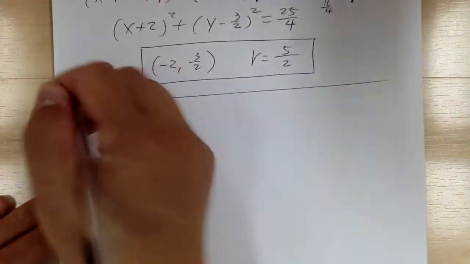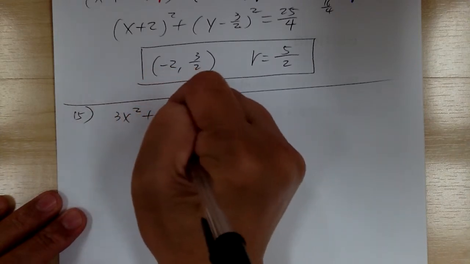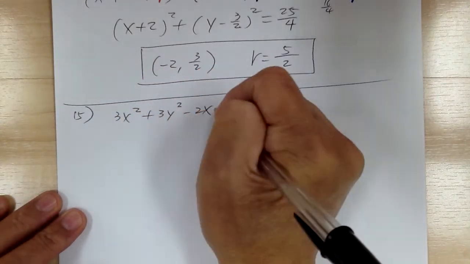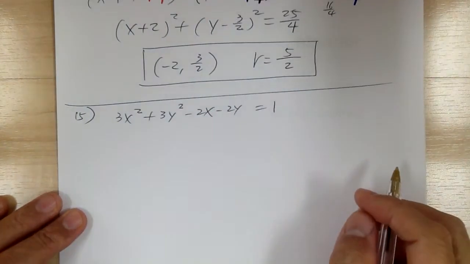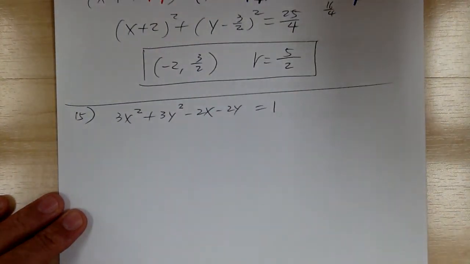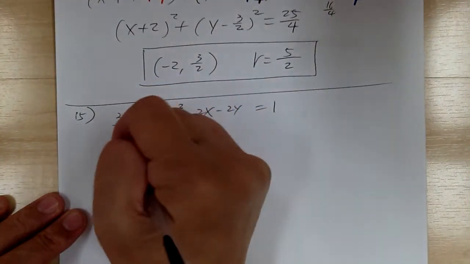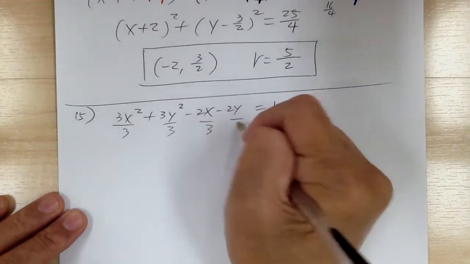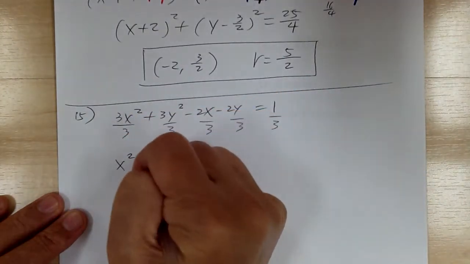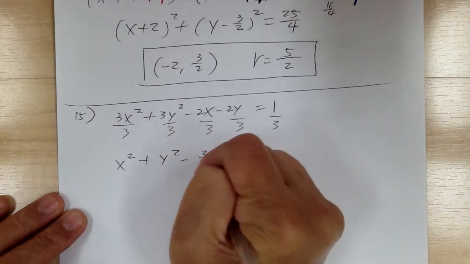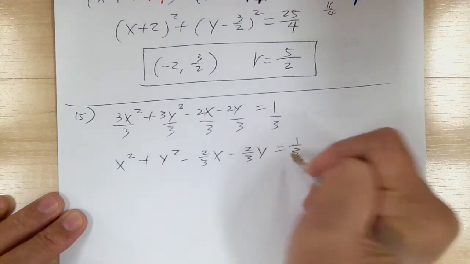Let's go to number 15. You've got 3x squared plus 3y squared minus 2x minus 2y equal to 1. When you complete the square for a circle, first you have to get rid of this number. So first let's divide by 3. So you've got x squared plus y squared minus 2 over 3 x minus 2 over 3 y equal to 1 over 3.